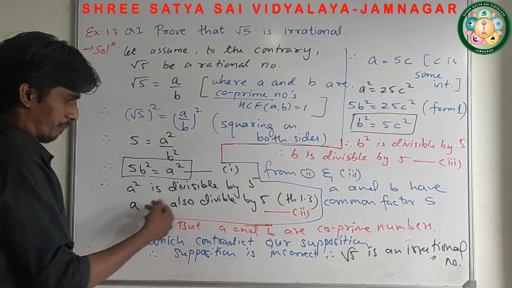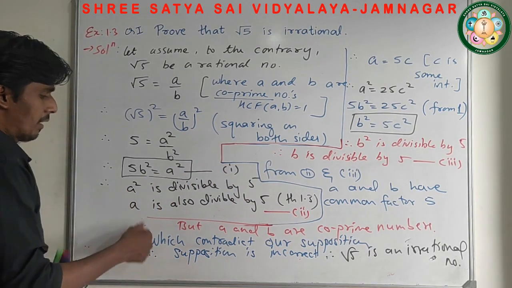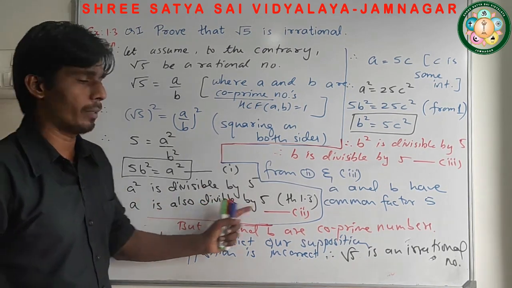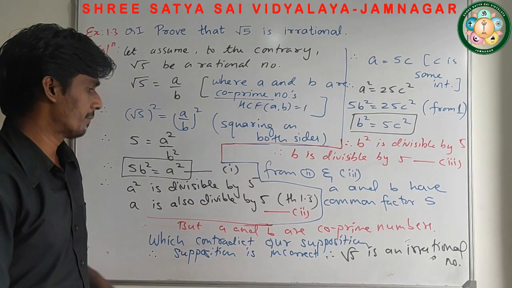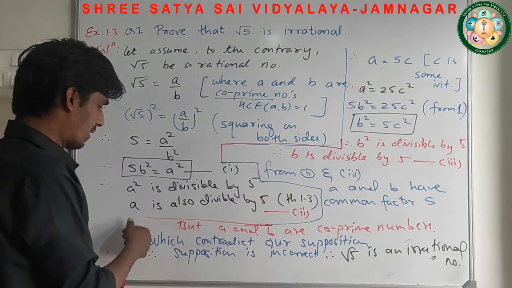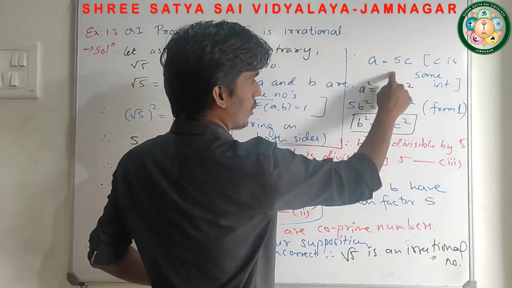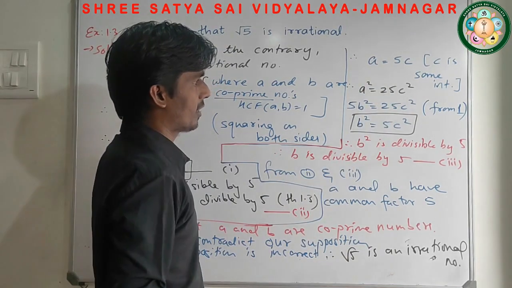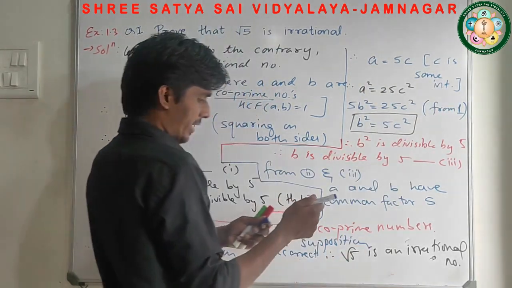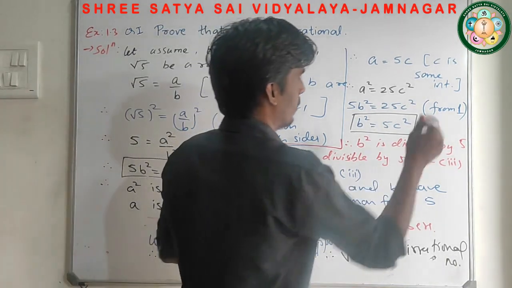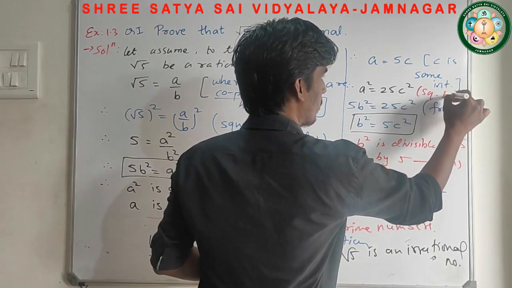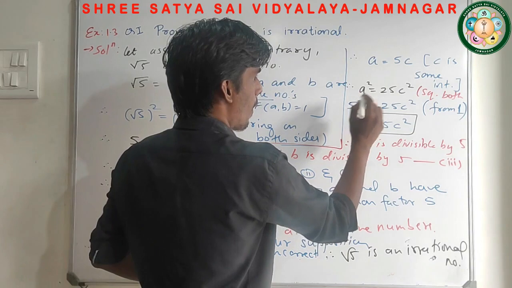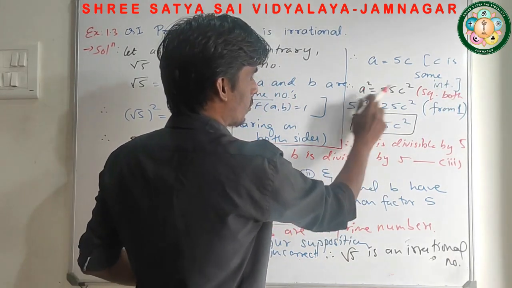So a square is divisible by 5, or we can say 5 is a factor of a square. Therefore a is also divisible by what? If a square is divisible by 5, then a is also divisible by 5 by theorem 1.3. Now if a is divisible by 5, then a is equal to 5 into something. For that I already gave you some examples. Now again squaring both the sides. Write down that statement here, squaring both the sides. So I got here a square equals to 25 c square.